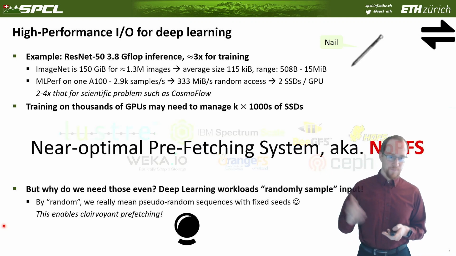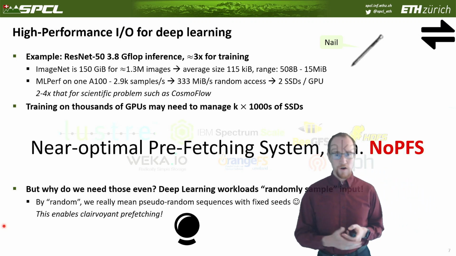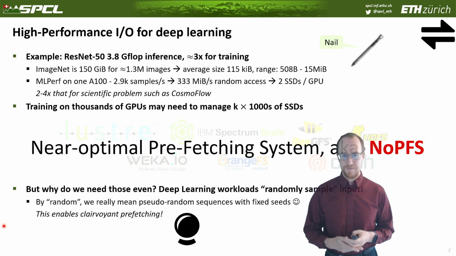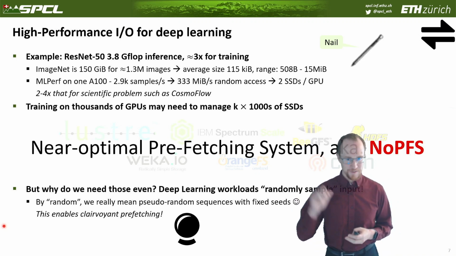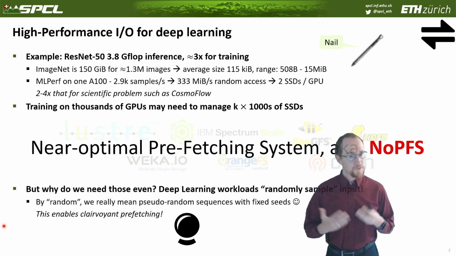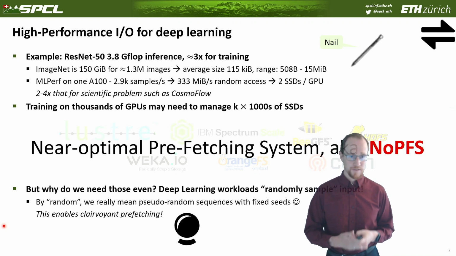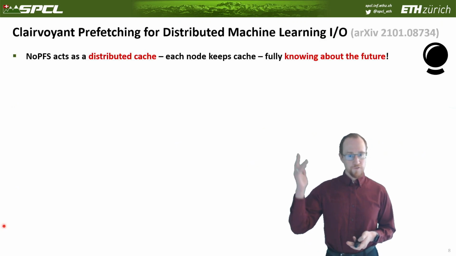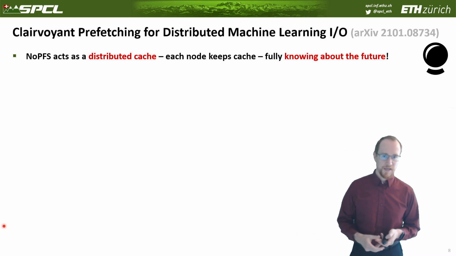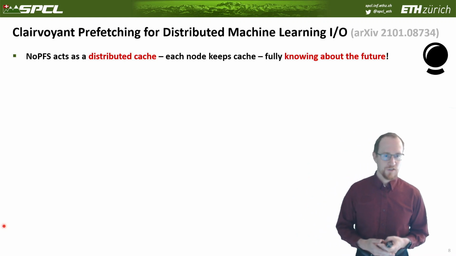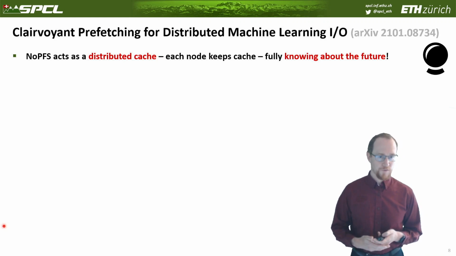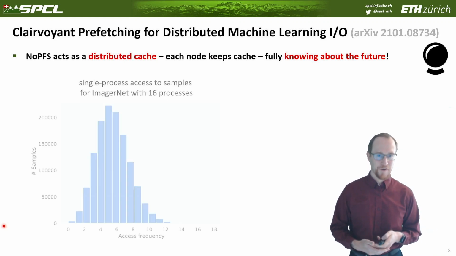In fact, we have a near optimal prefetching system, which we call jokingly NoPFS, like no parallel file system, but it really means near optimal prefetching system, because we don't really need all the features of a parallel file system. We can predict pretty much everything and implement the ideal caching strategy on top of this file system. So really NoPFS acts as a distributed cache and keeps each node's cache busy and ideally used because it knows everything about the future. So it uses the crystal ball, the clairvoyant prefetching.